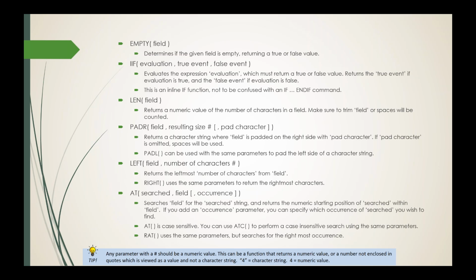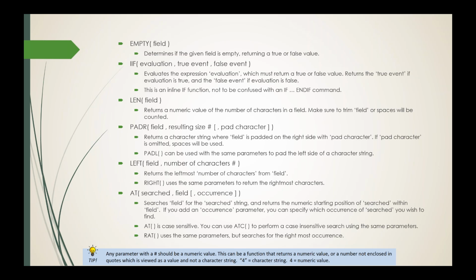Then we have at. At is also going to return a numeric value, and in this one you can see it's a little bit different because the first thing we're searching for actually isn't a field. We're going to provide our searched string, so it's going to be searched within the field that we provide, the field being the second parameter, and it's going to return the numeric starting position of the searched string within that field. You can also add an occurrence parameter, and that's going to specify which occurrence of the search string you wish to find. So if you have a character string that occurs multiple times within a field, you can choose exactly which occurrence you wish to find.